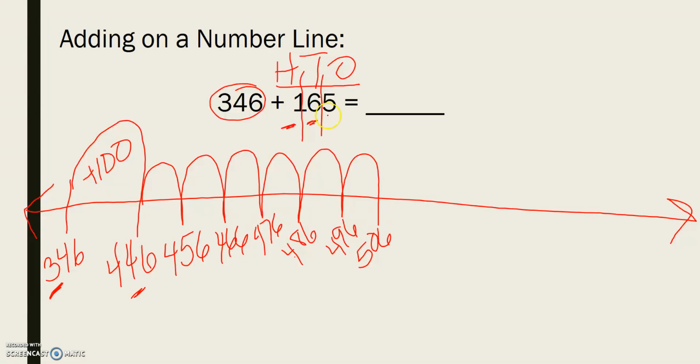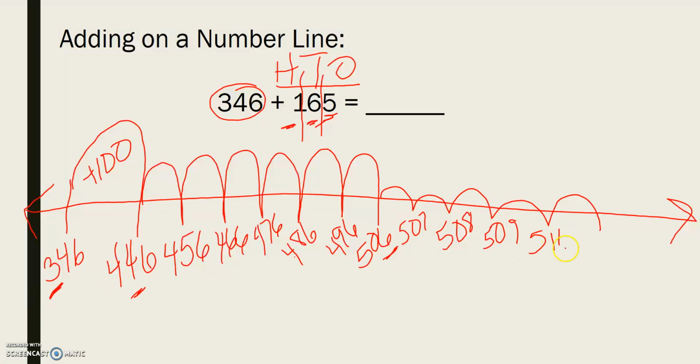And then finally, I'm going to look at my ones. I've got 5 ones. Look at my ones place. I start with 6. So 1, 2, 3, 4, 5. Well, yes, add my rocks. And now I'm adding ones. 506, 507, 508, 509, 510, 511. So my answer is 511.